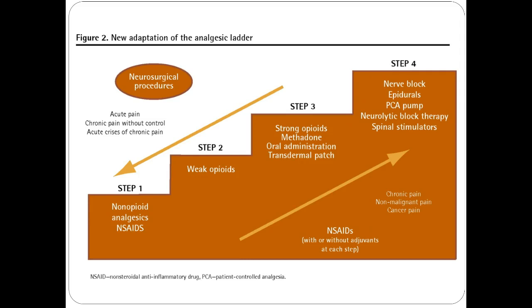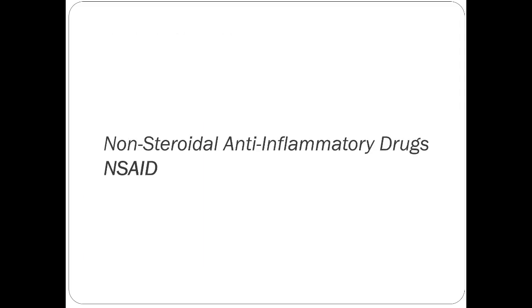Neurolytic block therapy and spinal stimulators, I know nothing about. I'm not even going to pretend to talk about them, so you can look those up on your own if you want. But the point here is that they're looking at this ladder and expanding on it a little bit to say there are other options beyond opioids to consider for your patients, and to think about also including the adjuvants as you increase in your steps as well. So there's some changes there, but overall it's pretty much the same concept, and nothing has really changed with the way the WHO approaches pain to the way we normally approach pain in most situations.